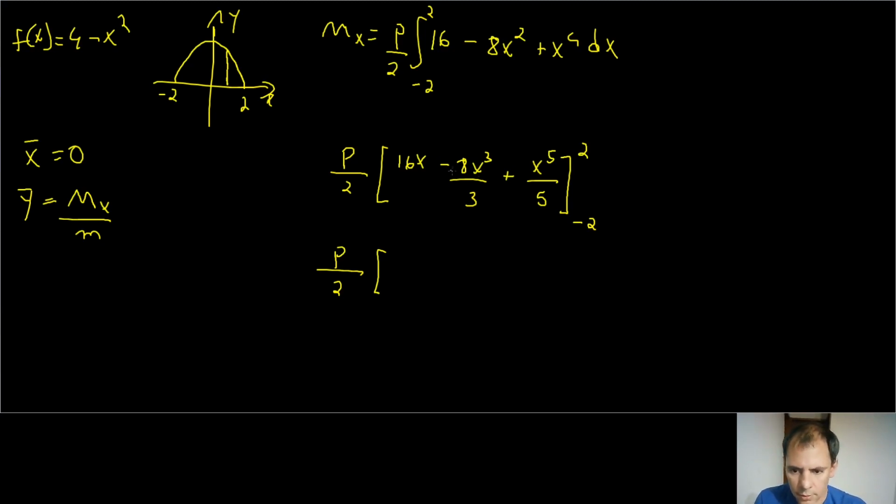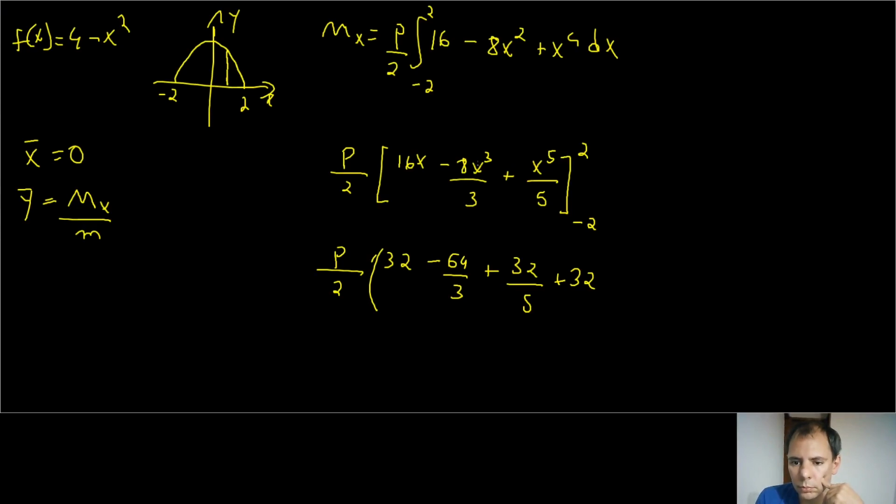So let's plug in the 2. That's going to be 32. Here you have minus 8 times 8, minus 64 divided by 3, plus 32 divided by 5. And now we have a minus: minus 2 times 16, minus 32, with that minus, plus 32. Now, this is going to be minus 8 times minus 8.